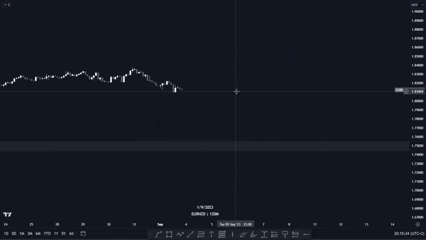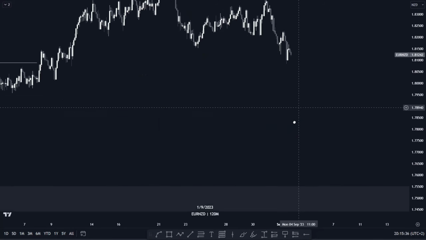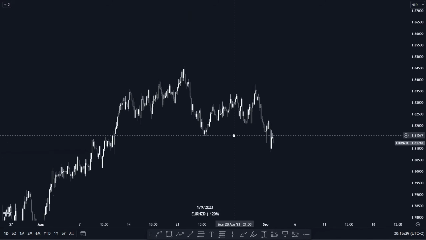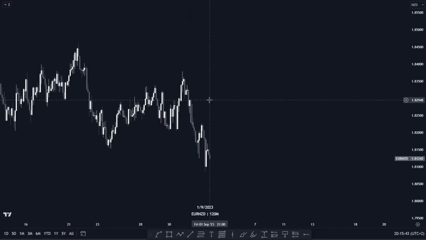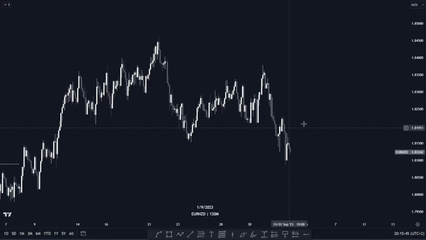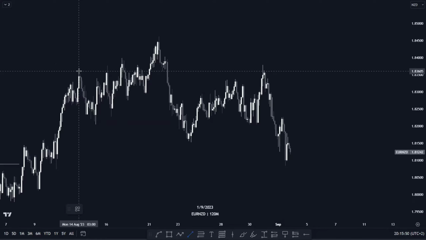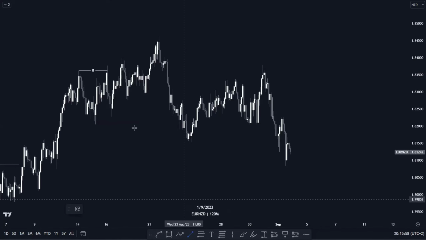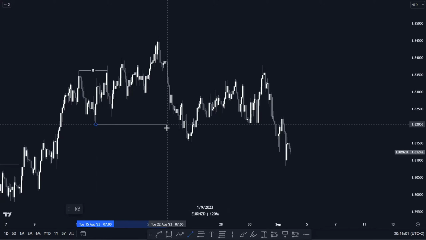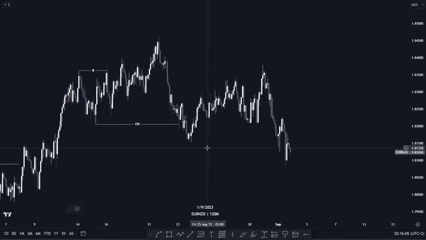So our 2 hour chart. Basically, this is what we have. We have this beautiful change of character that happened last week. I also managed to send the setup in our free group and we chopped it. So here we have this break of structure, and here we have this change of character.